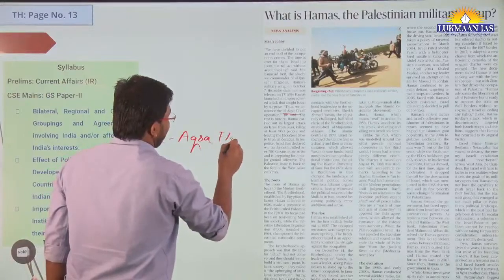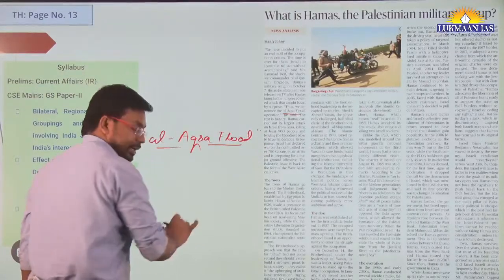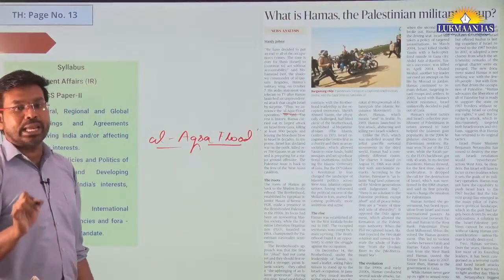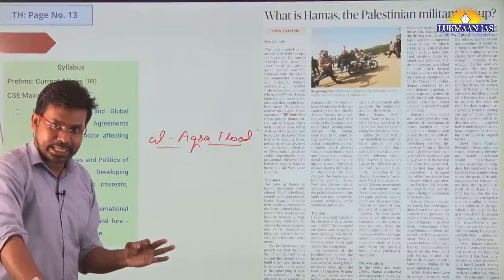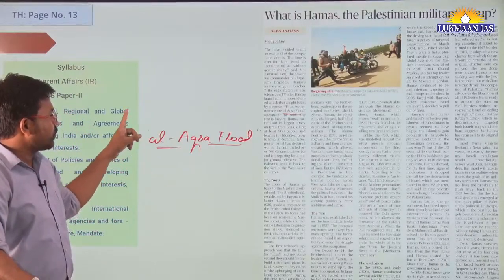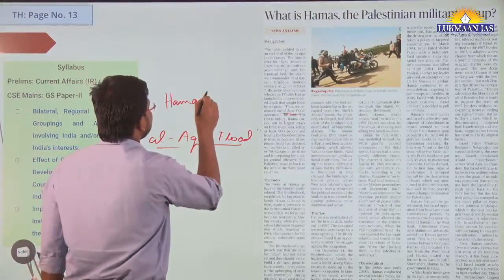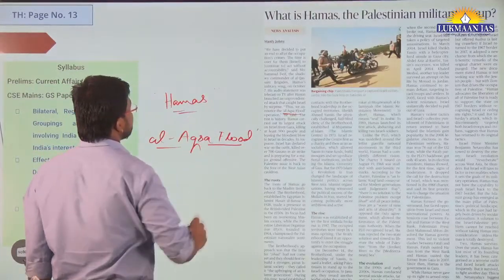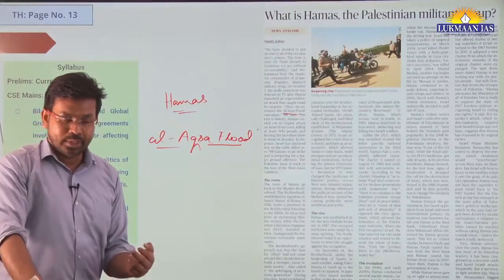Al-Aqsa Flood. They have launched this operation recently, and under this operation they have killed around 900 Israelis. They have launched a huge number of missiles on Israeli territory. This has been launched by the Hamas group, and this has been one of the deadliest attacks by the Hamas group on Israel. But what is Hamas? Why are they doing so?